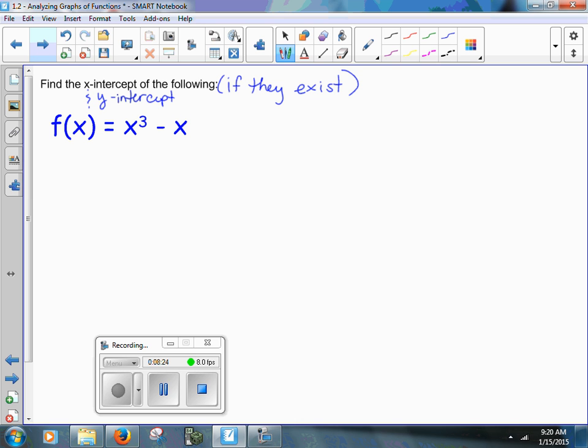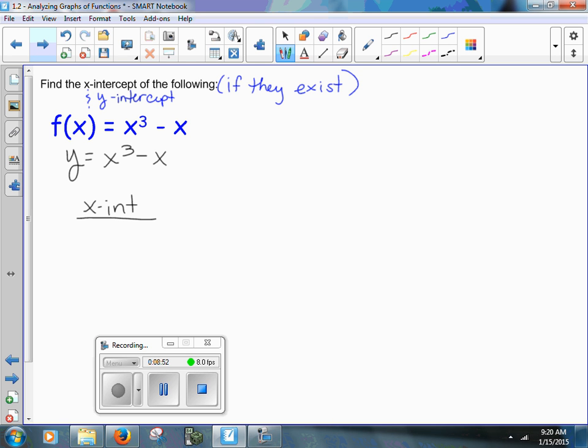You're welcome. All right, so let's find f of x is equal to x cubed minus x. First of all, f of x, we interchange it with what? Y. So if you feel like you need to rewrite it, you rewrite it. Y equals x cubed minus x.